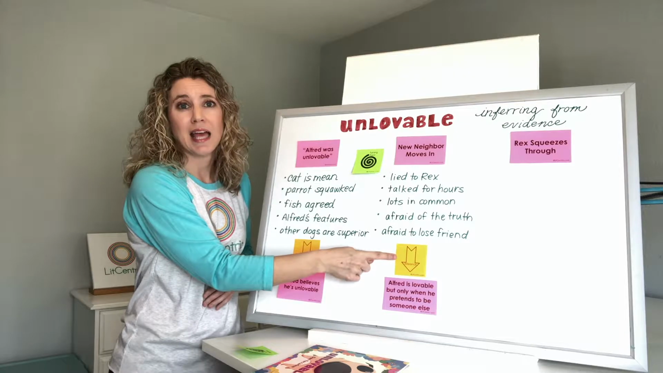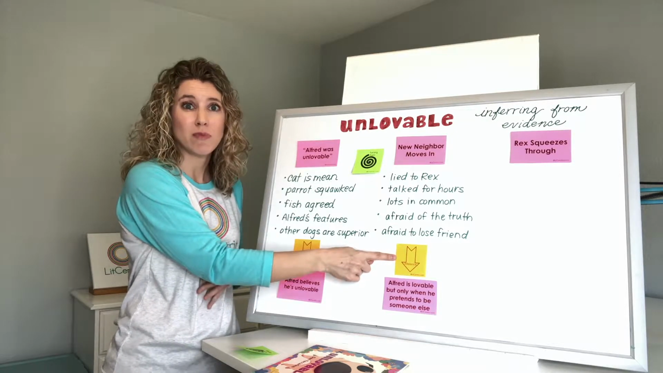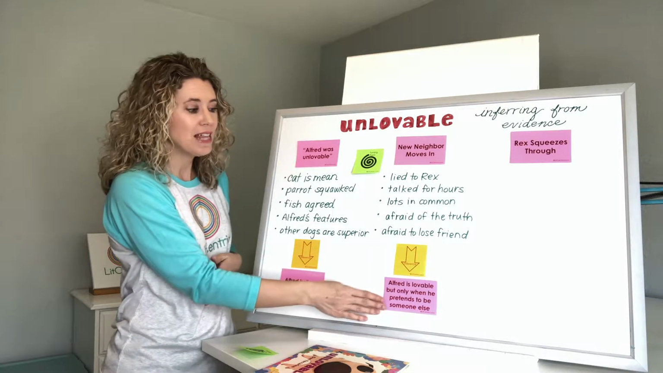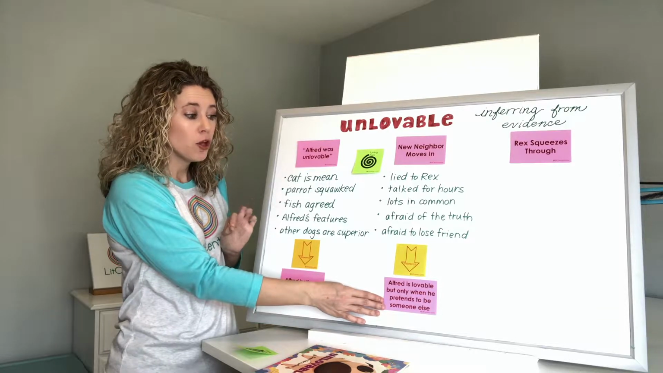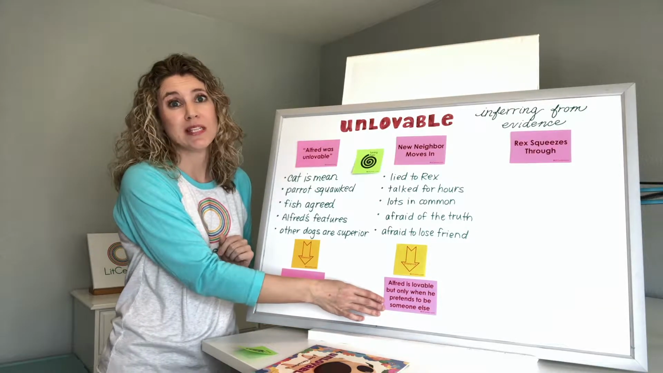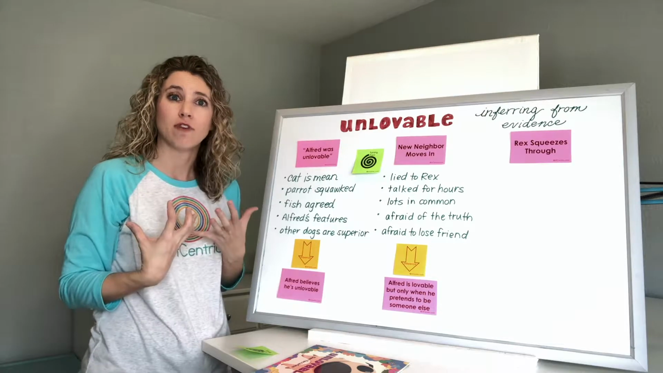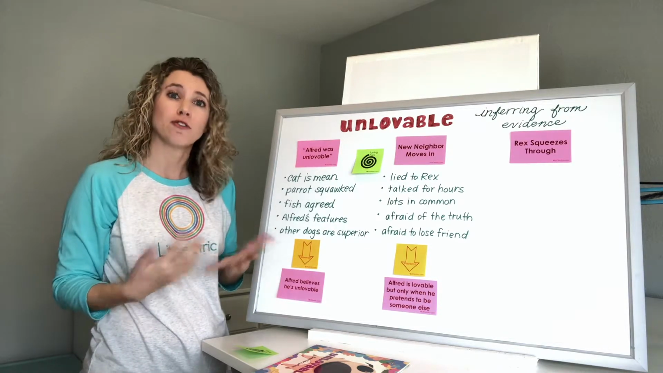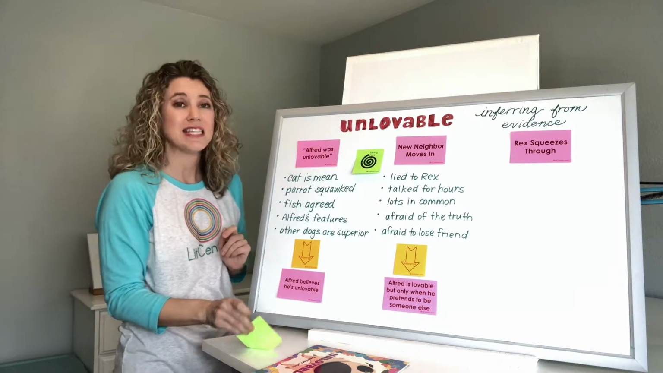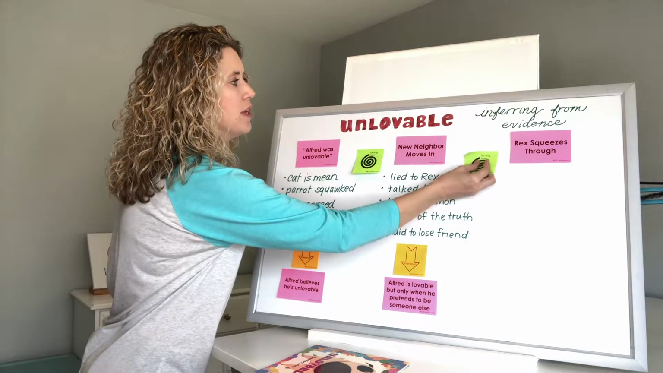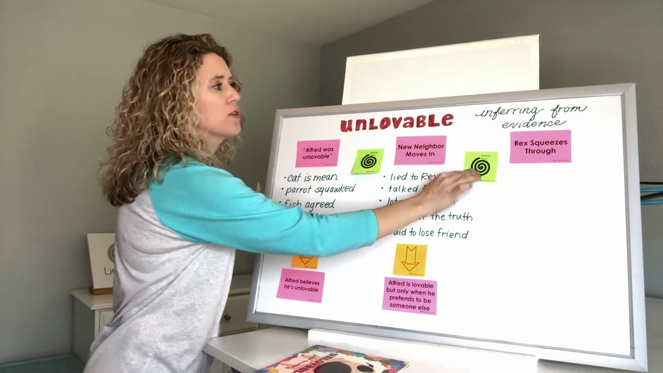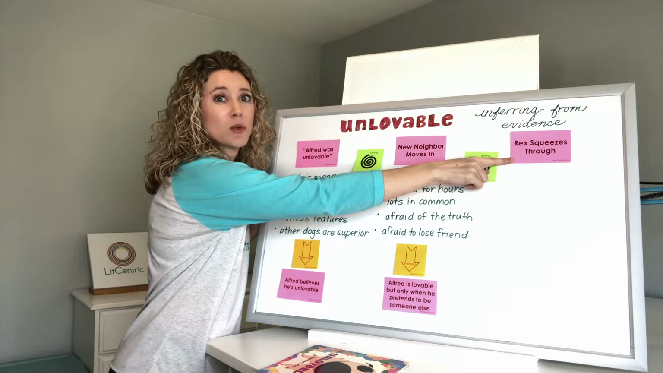Now students, again, need to make an inference here. What does this mean, and what is the author trying to convey? In this case, Alfred is lovable, but only when he pretends to be someone else. That's the message that Alfred is internalizing and the author's conveying to us. Now, this next turning point that I label with my students occurs when Rex decides to squeeze through.